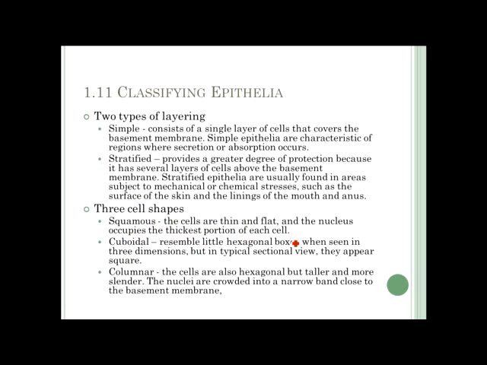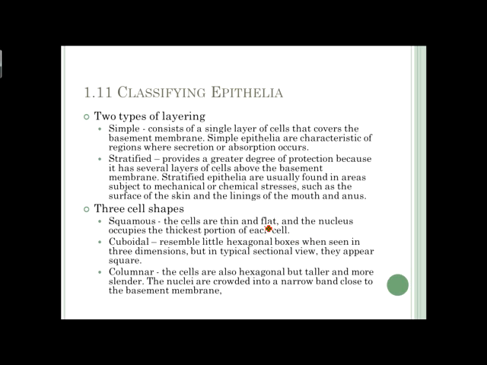Classifying epithelia. There are two types of layering: simple and stratified. Simple consists of a single layer of cells that cover the basement membrane. Simple epithelia are characteristic of regions where secretions or absorption occurs. And then we have stratified, which provides a greater degree of protection because there are several layers of cells above the basement membrane. Stratified epithelia are usually found in areas subject to mechanical or chemical stress, such as the surface of the skin, linings of the mouth, and anus.